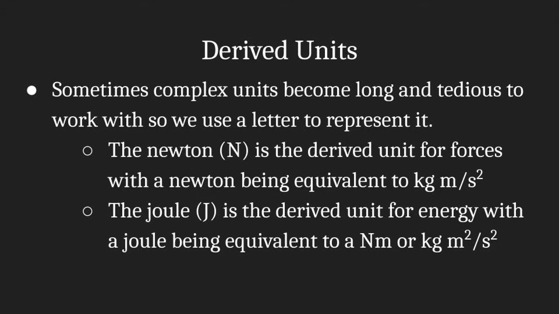Now, while complex units are helpful, sometimes they become long and tedious to work with, so we use a derived unit, which is where we choose a different letter to represent it. For example, we use newtons for force, and a newton is the derived unit for kilograms meters per second squared. Another example is the joule, which is the derived unit for energy, with a joule being a newton meter or a kilogram meter squared per second squared. It just makes things more simple when we do our math.